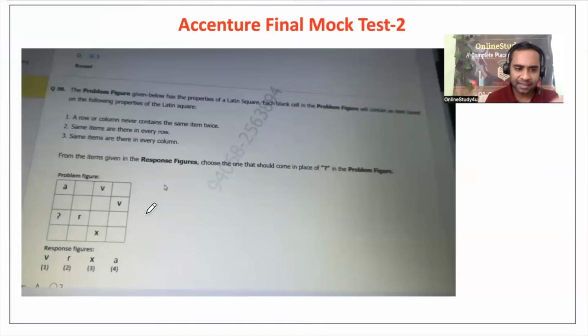Now in a similar way, you have to solve this question. Exactly a similar question was asked in the Accenture examination. Let me try to give you an idea here. Here we have A, V. First write down what is there: you have A, you have V, you have R, and you have X.